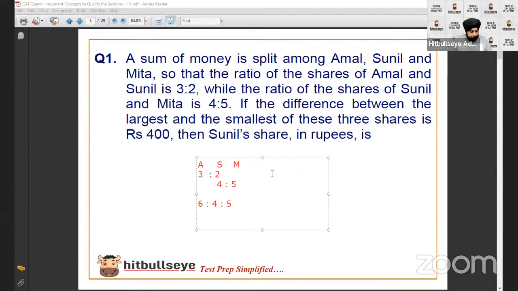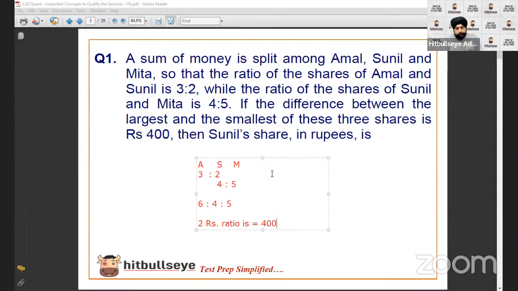Now, it's given that the difference between the largest and the smallest of these parts is 400. So the largest and smallest parts, the difference is given to be 400. In terms of ratio, what is the difference in the largest and the smallest? If you see the largest and the smallest, in terms of ratio, they have a gap of 2, 6:4. So 2 is the gap. And actually, this is 400. So that means 2 rupees of ratio is equal to 400.